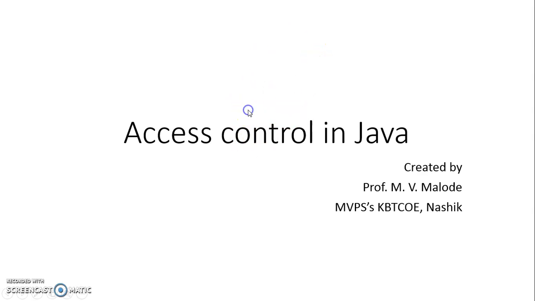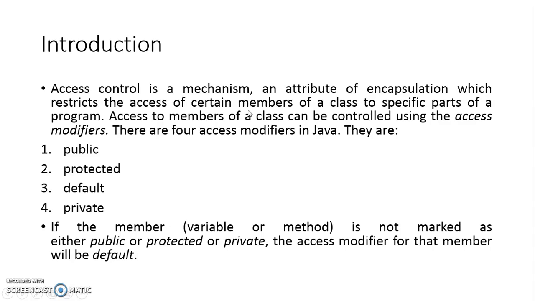Now what is access control? It is a mechanism, an attribute of encapsulation, which restricts the access of certain members of a class to specific parts of a program. Access to members of a class can be controlled using the access modifier. There are 4 access modifiers: public, protected, default and private.